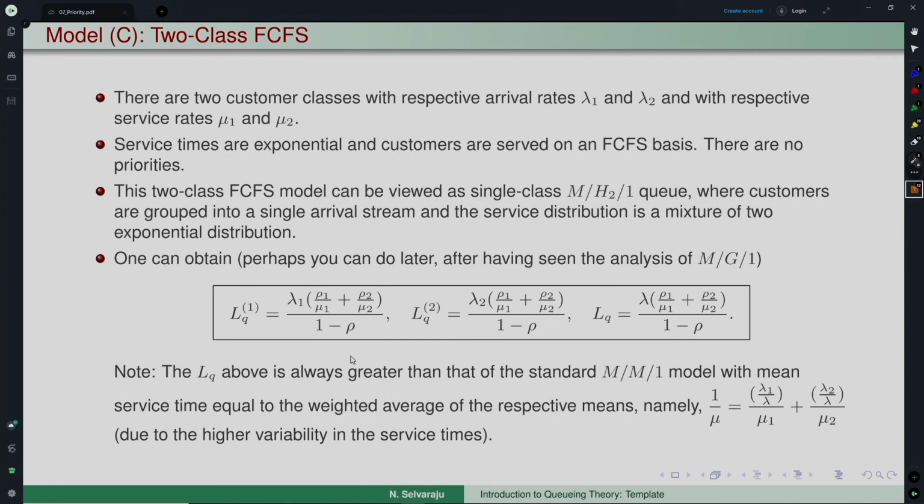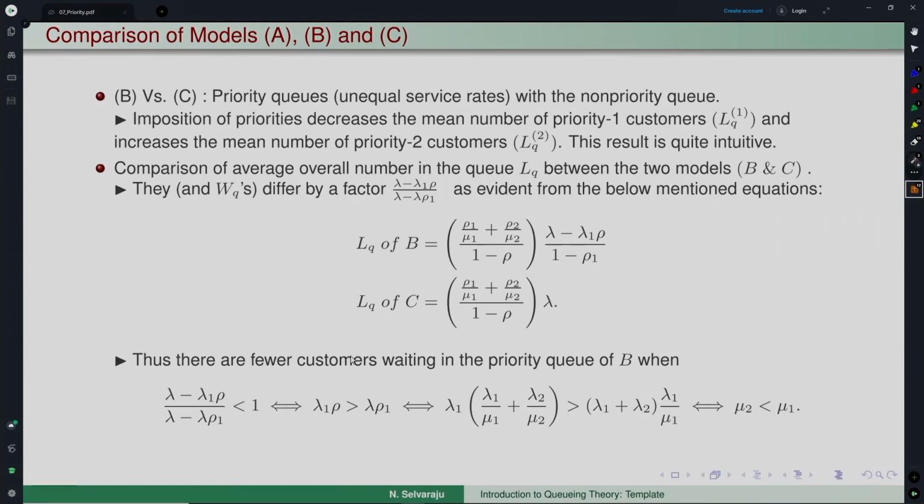So, this is the two class model. We have now considered three models A, B, C: one rate, two priorities, which is model A; two priorities, two rates, which is model B; and this is two class, no priority, which is two class FCFS. Now, let us make some comparisons and some analysis with respect to these models. First, let us consider the last two models, B and C, which are priority queues with unequal service rates, mu1 and mu2, and the non-priority one, which is simply the two class FCFS model.